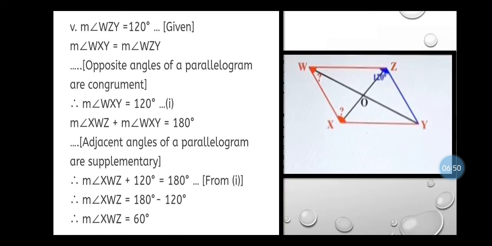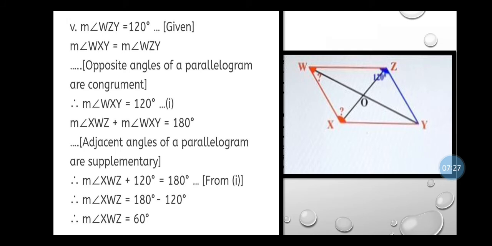Fifth one. If measure angle WZY is equal to 120 degree, then we have to find measure angle WXY, and we also need to find measure XWZ. Let's start. That means one angle is given, we need to find remaining two angles. In that, opposite angles are congruent, we already know. Angle X will obviously be 120 degree, and the other angle we need to find.